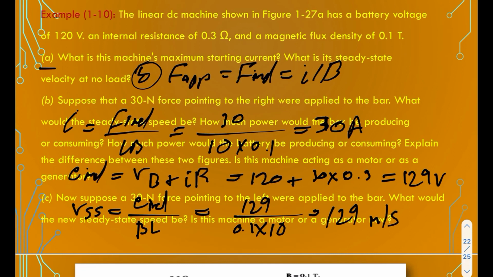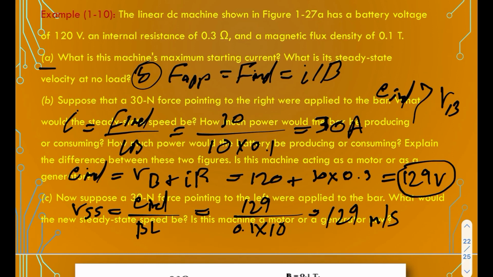It is clear, guys, from the voltage now, that the machine in this case will act as a generator, because we have E induced greater than V_B. E induced in this case is greater than V_B. So it is a generator.